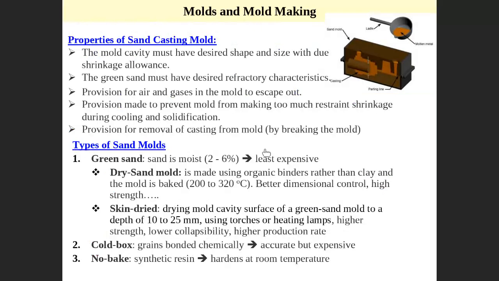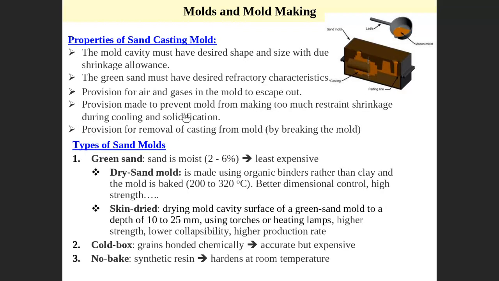Properties of sand casting. In sand casting, the mold cavity must have the desired shape, the shape of the part you want to produce. The green sand must have the desired refractory characteristic, which is withstanding high melting temperature. There must be provision for air and gas to escape, like here we have a vent and an open riser, and the particle size is different, so it can allow gas to escape. Provision must be made to prevent restriction of the shrinkage, and provision for removal of the casting from the mold: how to easily destroy the mold and take the part out.